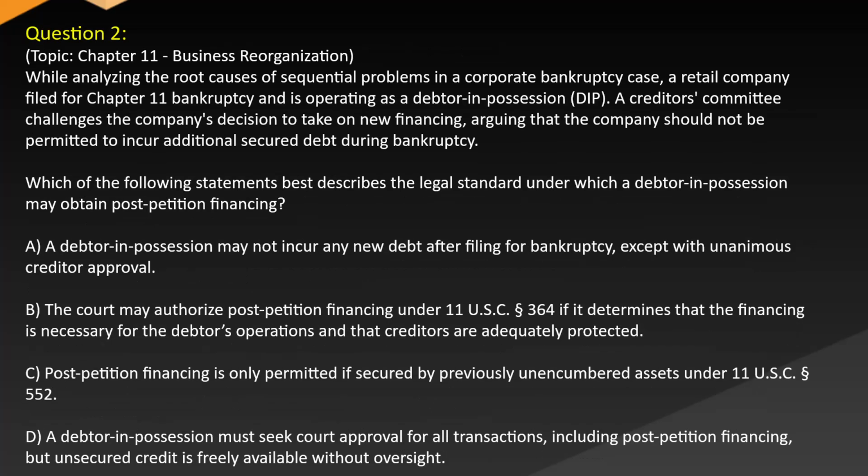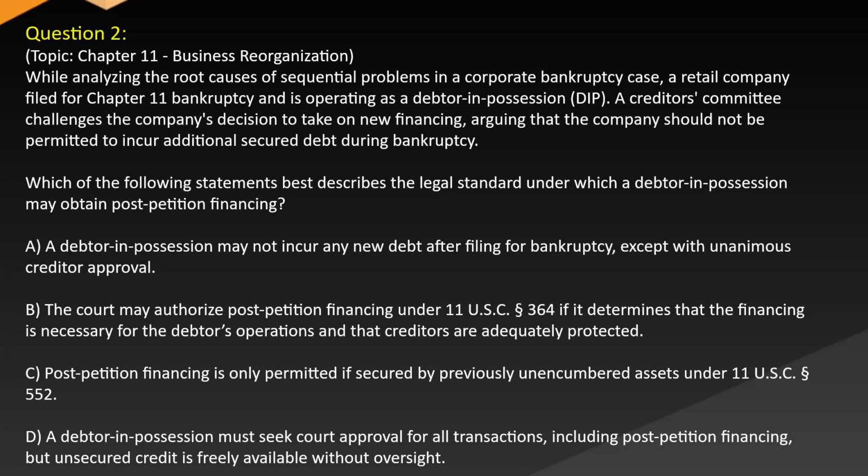Question 2. Topic: Chapter 11 business reorganization. While analyzing the root causes of sequential problems in a corporate bankruptcy case, a retail company filed for Chapter 11 bankruptcy and is operating as a debtor in possession (DIP). A creditors committee challenges the company's decision to take on new financing, arguing that the company should not be permitted to incur additional secured debt during bankruptcy.